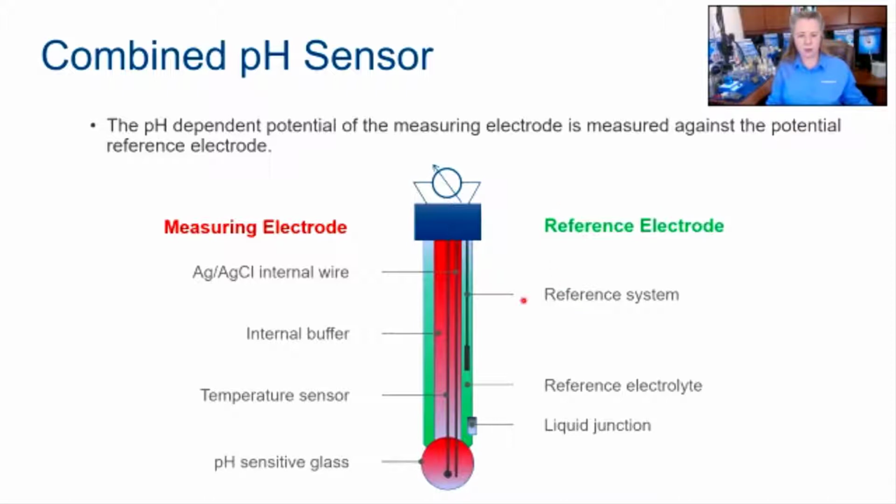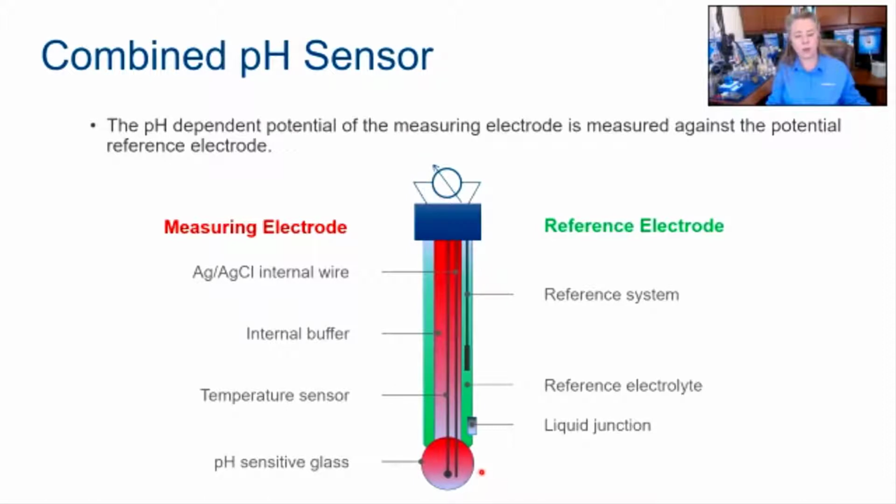Okay, you still see the reference, you see the reference electrolyte, you see the liquid junction. When they're combined, you can see the liquid junction is quite close to the pH-sensitive glass. On the measuring side, you have the buffer, the silver chloride wire, and the very special pH-sensitive glass. And in most combined pH sensors, you'll have a built-in temperature probe in the middle. And that means you're getting a pH temperature measurement at the exact same spot.